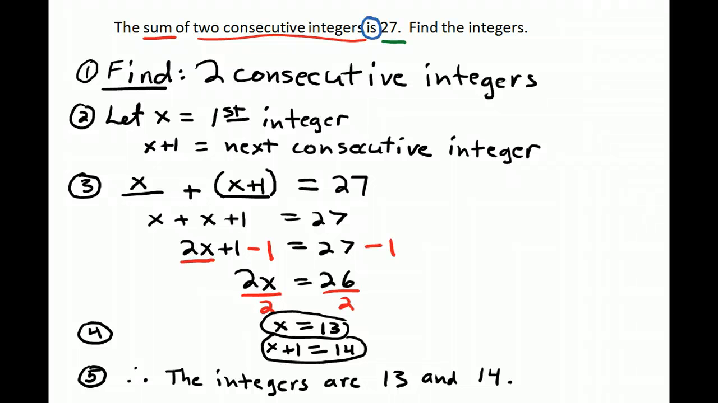Now, if you had gotten x equals like 13/7 or 14.1 or something like that, there should have been a little warning bell that went off in your brain, because if you are looking for integers and your problem said to find integers, your answers better be integers. So if you get fractional answers, then you've definitely made a mistake somewhere.